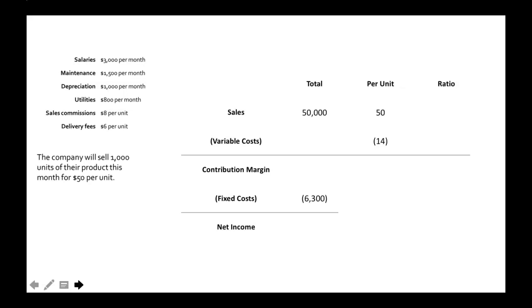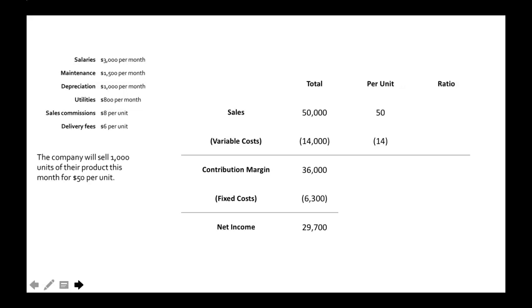Now we can figure out our total sales amount. We're selling 1,000 units for $50 per unit. You multiply 1,000 times 50 and you get 50,000. Total variable costs, it's $14 per unit. We're selling 1,000 of them. So 1,000 times 14 is 14,000. Now our total contribution margin, we take sales minus variable. So 50,000 minus 14,000 gets us that 36,000. And then we can find our net income by subtracting out our fixed costs from our contribution margin.